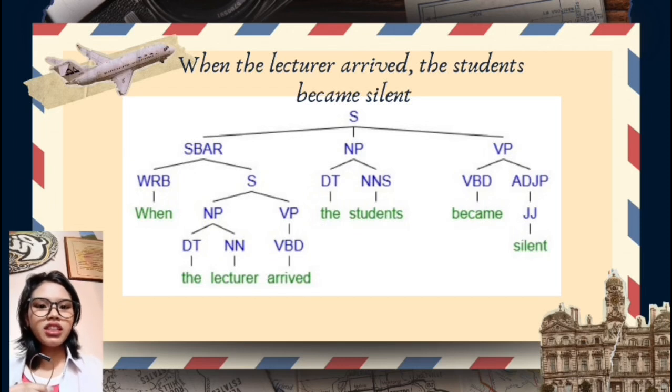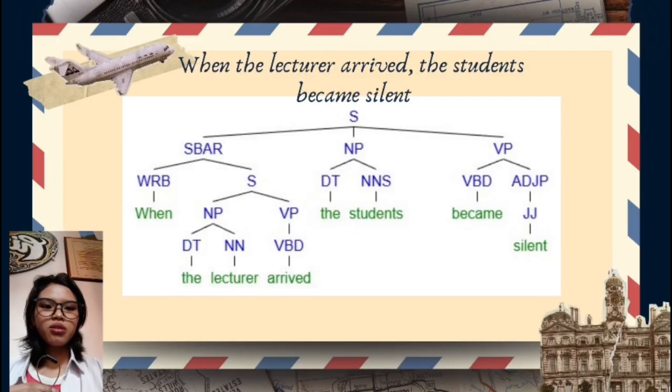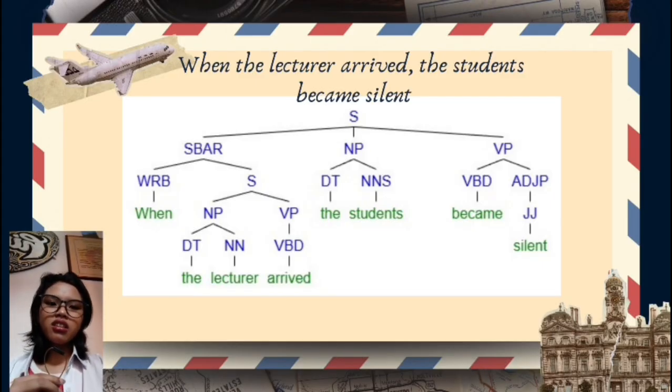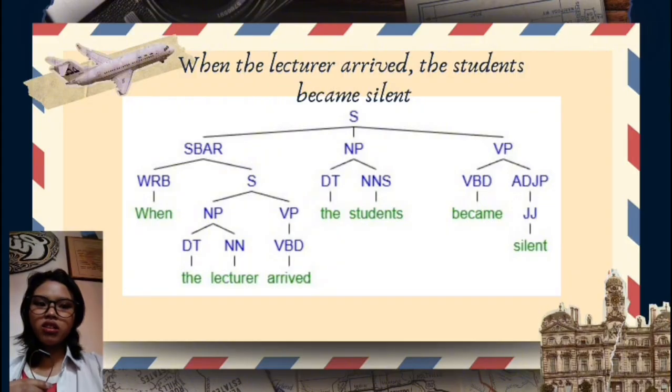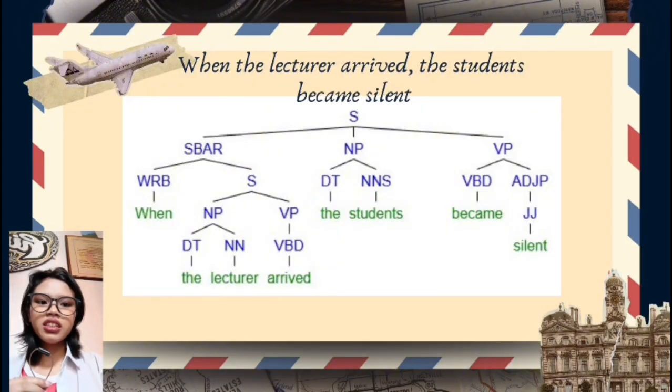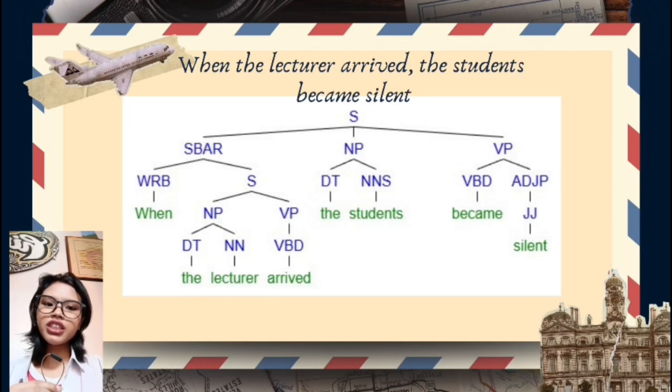Alright. Now the second example, the second sentence. When the lecturer arrived, the students became silent. This sentence contains an adverbial clause of time. The subordinate clause is when the lecturer arrived. In the tree, this appears as an S-bar introduced by when, which is a subordinating conjunction.